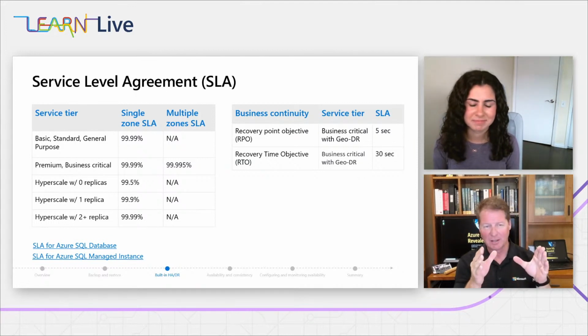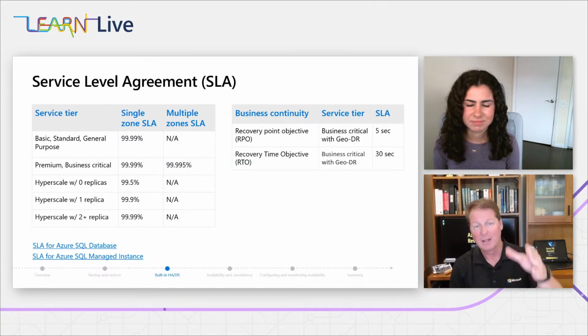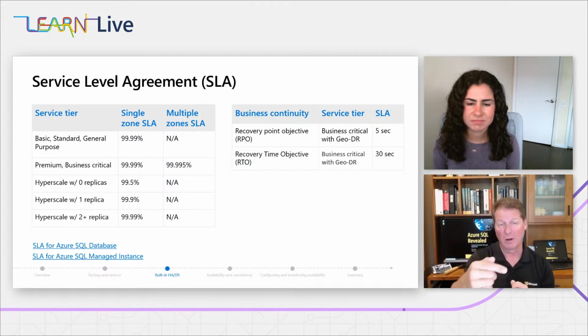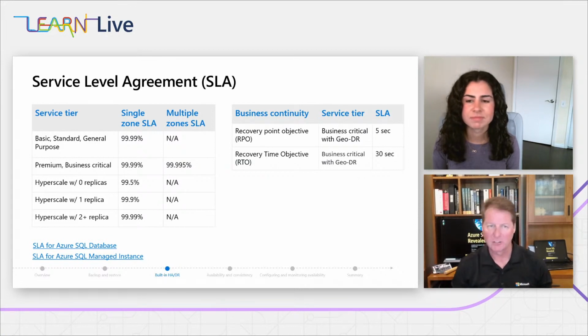And then it's interesting, Hyperscale right here, notice this one. We said as you get more replicas, you're faster and you're more available, and our SLAs back that up. So if you go to 2+ replicas, you're going to have more availability in an SLA than you would if you had 0 replicas. So that's your SLA from a nines perspective.